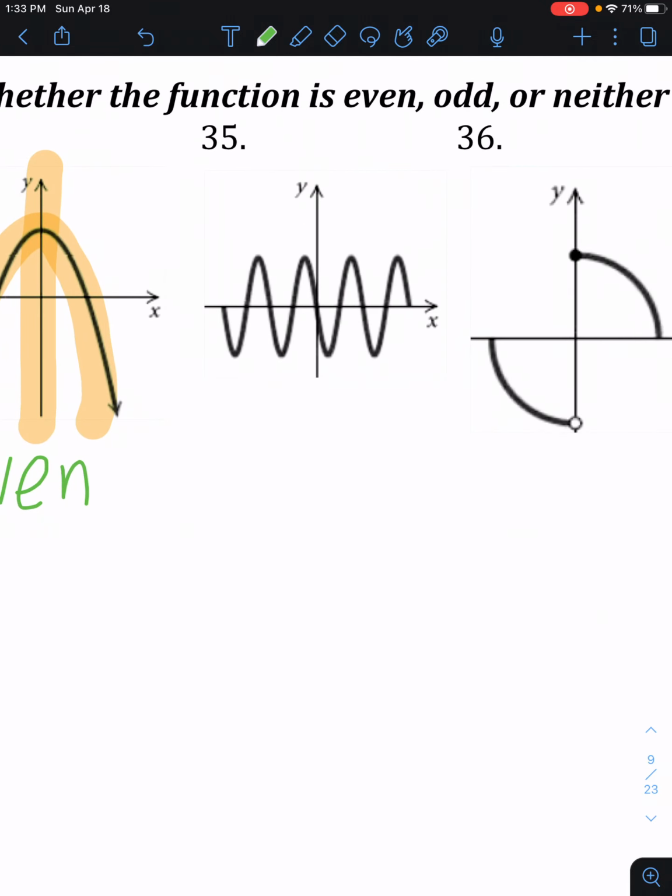Number 35 is a bit confusing. If you rotate your screen or paper 180 degrees, you'll see that it does form the same image. Therefore, it's symmetric in respect to the origin. Therefore, that's called an odd function.